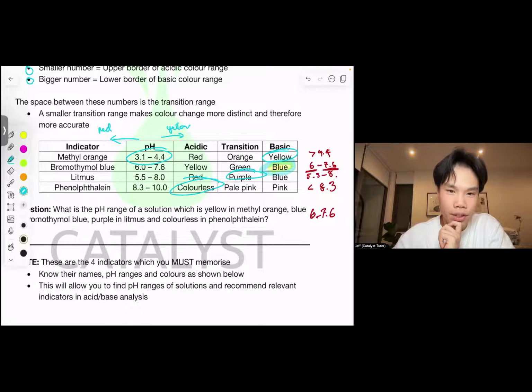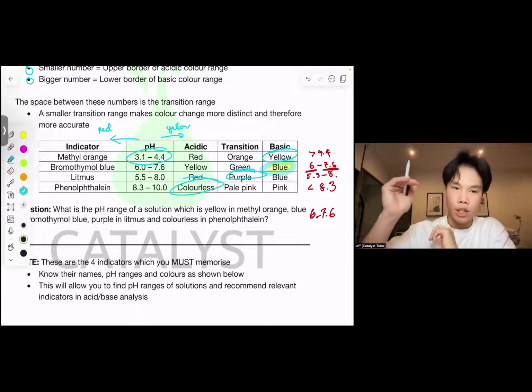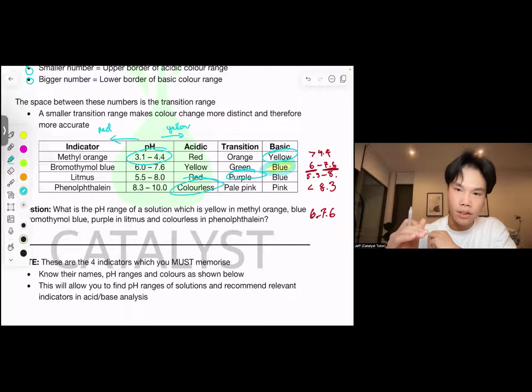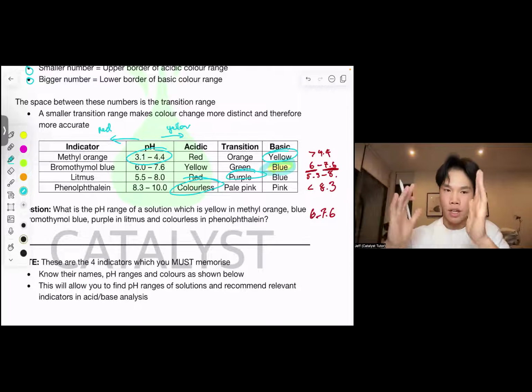Have a look at litmus. Does litmus narrow down our range? 7.6 to 8. Good. Okay. Does that make sense for everyone? So when you're determining the narrowest range from an indicator, you oftentimes will get a question with different indicators showing different colors. You can narrow down the ranges from looking at the limits on either end and what colors you have.